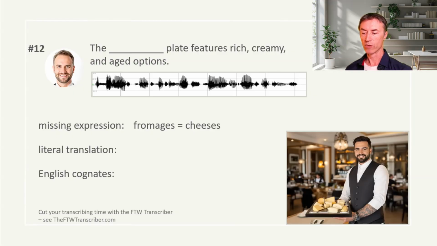Literal translation of fromages is cheeses. English cognates. This one I didn't know, I had to look it up. The English cognate would be the word form, because the word fromage, the first 4 letters of that, the from bit refers to the mold which was used to form the shape of the cheese. You know, cheeses are often in a round shape.